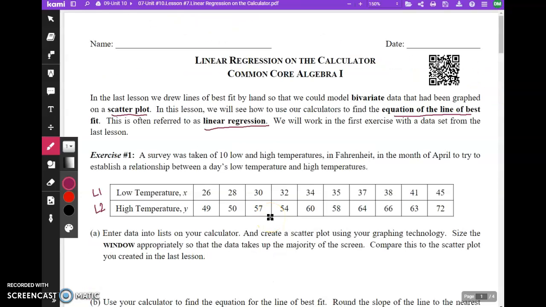Okay, so the first thing that we're going to do is we're going to create a scatter plot. So in exercise 1, a survey was taken of 10 low and high temperatures in Fahrenheit in the month of April to try to establish a relationship between a day's low temperature and high temperature. So these are the low temperatures and high temperatures, and we want to see if we can make a prediction based on our data. If the low temperature is such a thing, then the high temperature is going to be this other value. All right, so we want to enter the data into lists in your calculator, which you already did. And now we want to create a scatter plot.